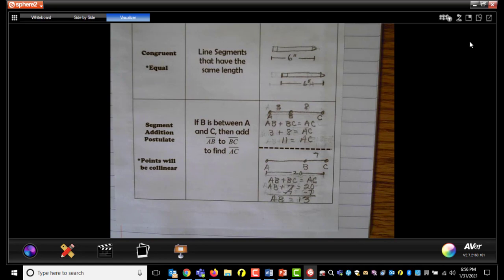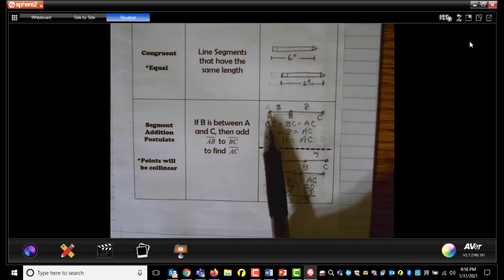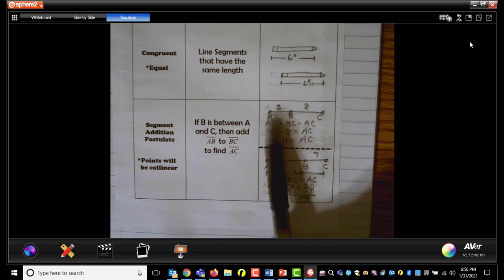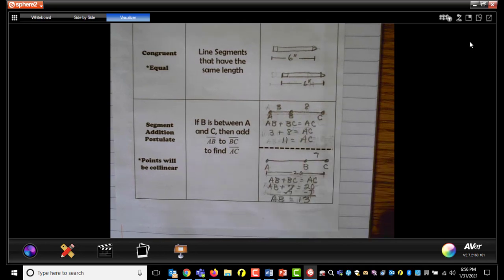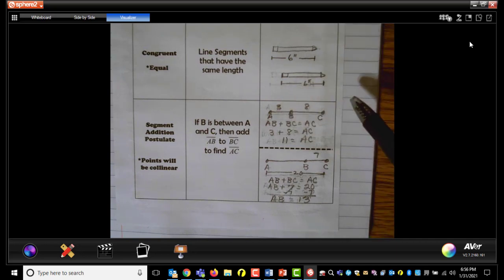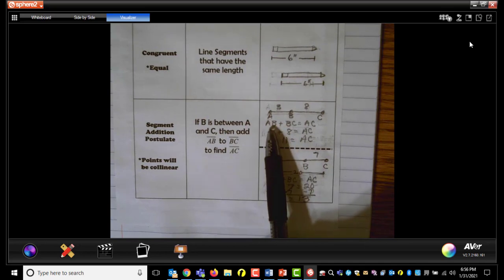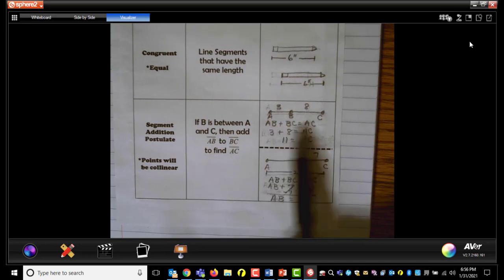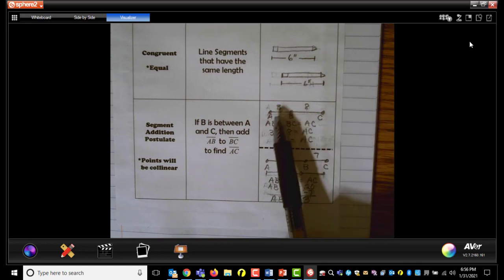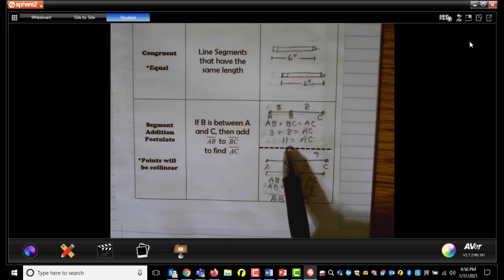If B is between A and C, then you can add AB to BC to find AC. AC would be the length of the long part of the segment. AB is one little chunk and BC is the other chunk, and together they make segment AC. I made up an example here. Let's say AB is 3 and BC is 8. I made a little equation: AB plus BC equals AC. I substituted in the values, and if we take 3 plus 8, that gives us 11.